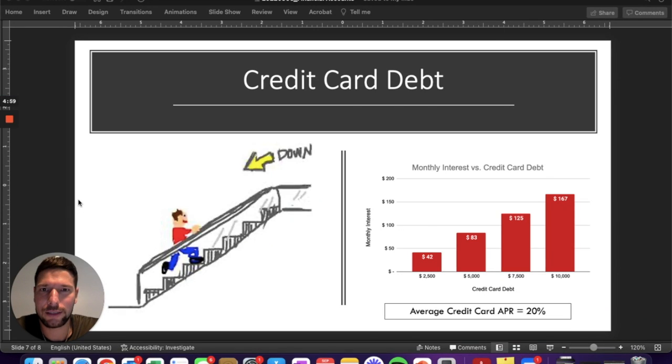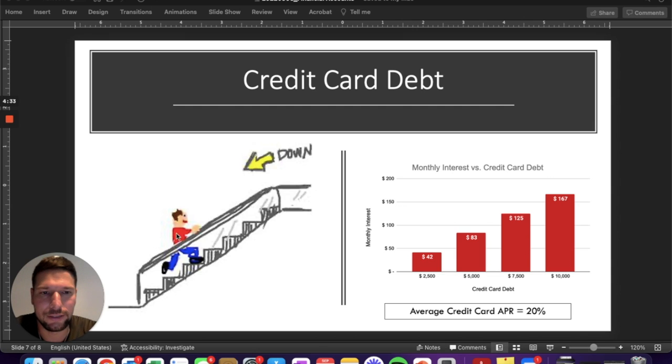And then last but certainly not least, I just wanted to hammer home the importance of paying down your credit card debt, or at least not carrying a high interest credit card that you carry a balance on. So the analogy here is that you're essentially trying to run up the down escalator as you're trying to pay down that credit card debt due to the massive amount of interest that's being accumulated on a monthly basis.